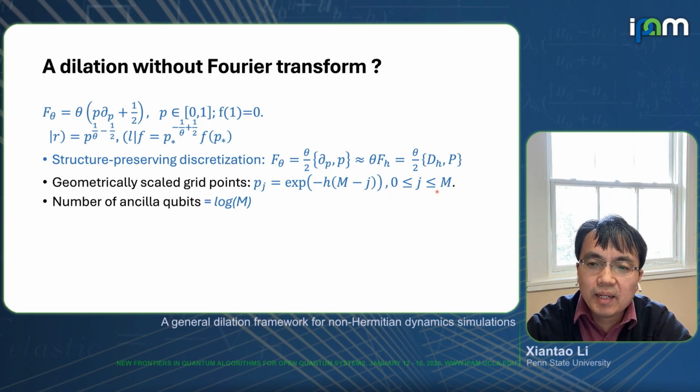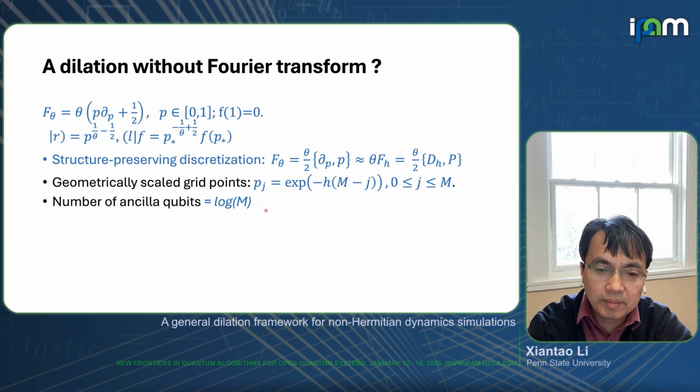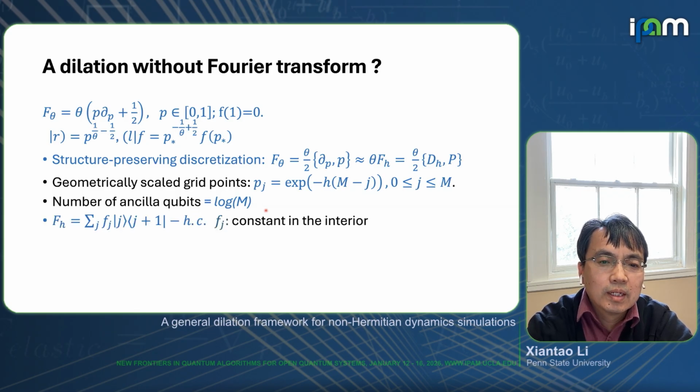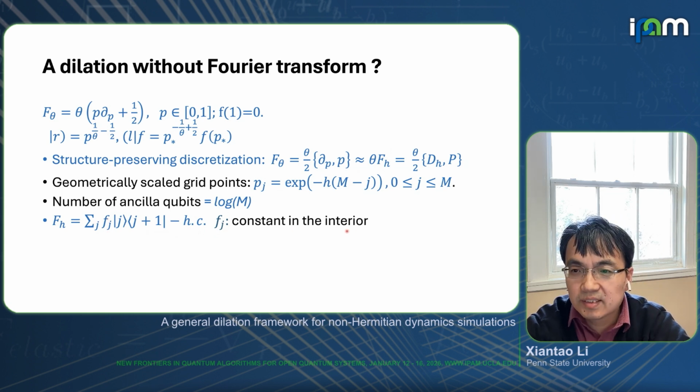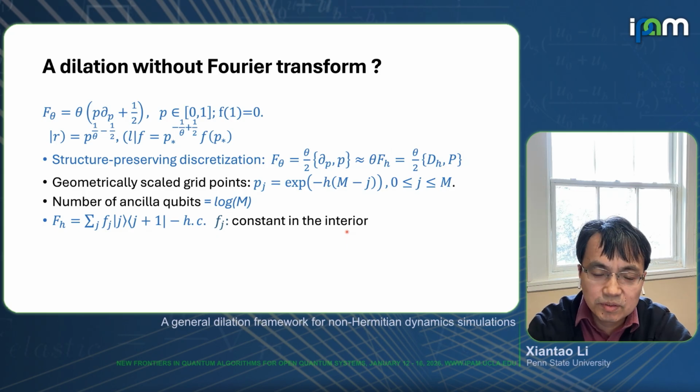Now, I'm going to let M be the number of grid points. So the number of ancilla qubits is about log of M. And with these specific choices, the discretized operator has a very nice form. Of course, first it's skew-Hermitian, but secondly, it's tridiagonal, and these elements in the interior are actually constant. So it's easier. If you want to encode this, it's probably much easier.